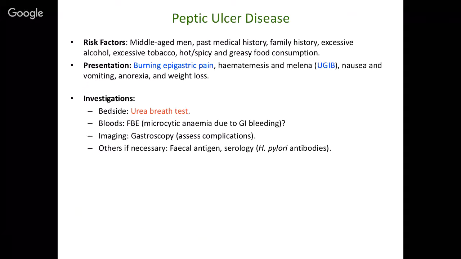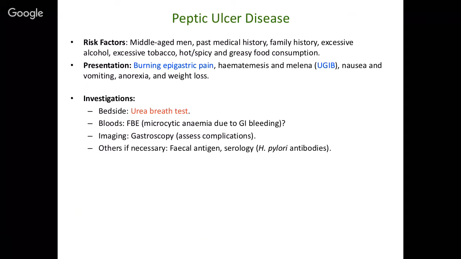You measure the levels in about 10 or 30 minutes, and then you can see how much radioactive carbon dioxide is coming out, which will indicate that the H. pylori is inside and it's metabolizing that urea and producing carbon dioxide. Does that make sense? Cool. And it's really easy to do. So it's a very good way of suggesting that H. pylori might be there.